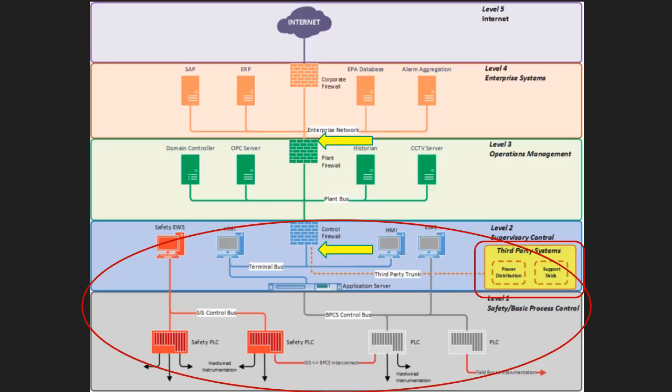The important thing here is that going from L2 to L3, you're passing through the control firewall. You get into L3, you go up to L4, now you're entering enterprise systems, you're entering IT's realm. And again, you've got another firewall here.